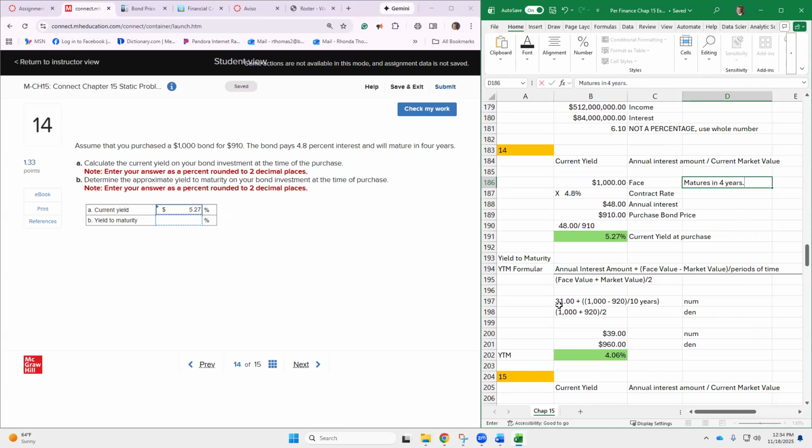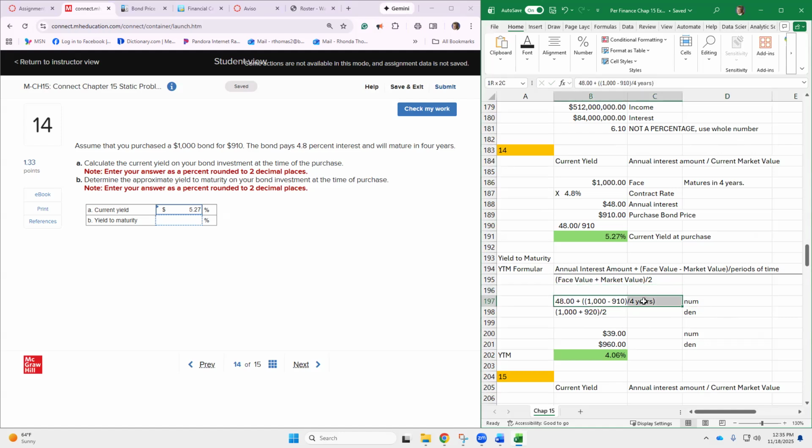Okay, so here we go. Our annual interest is 48. So I'm going to put $48 in, and then the face is 1,000, but we paid $910, and then we're going to divide by 4 years. All right, and that is your numerator, right?